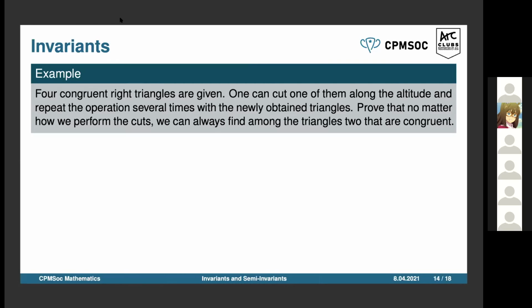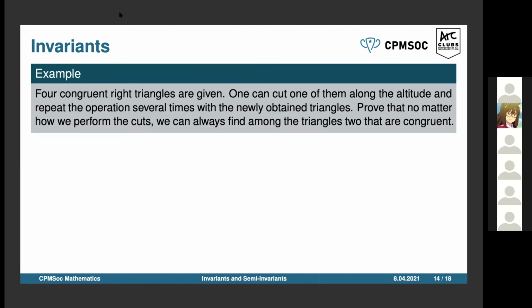So 4 congruent right triangles are given. One can cut one of them along the altitude and repeat the operation several times with the newly obtained triangles. Prove that no matter how we perform the cuts, we will always find among the triangles 2 that are congruent.